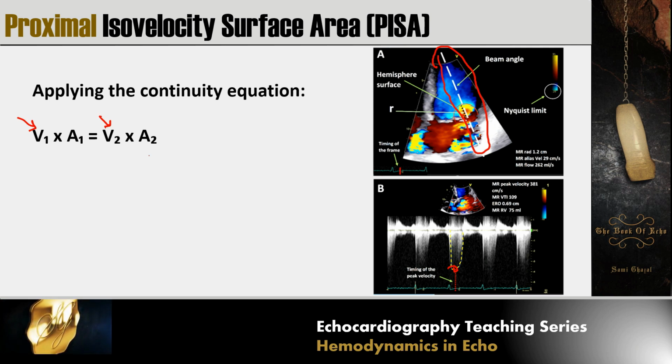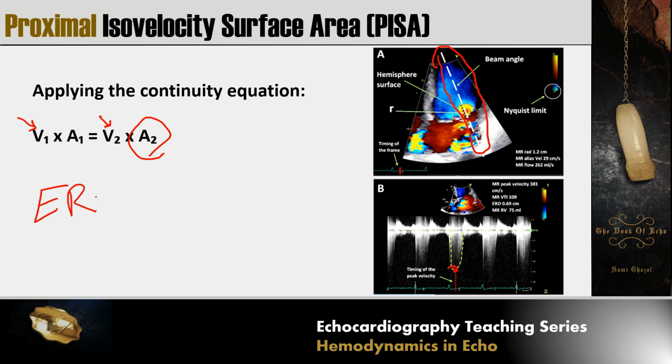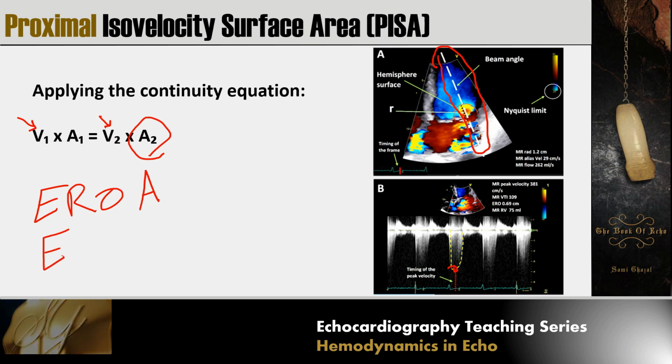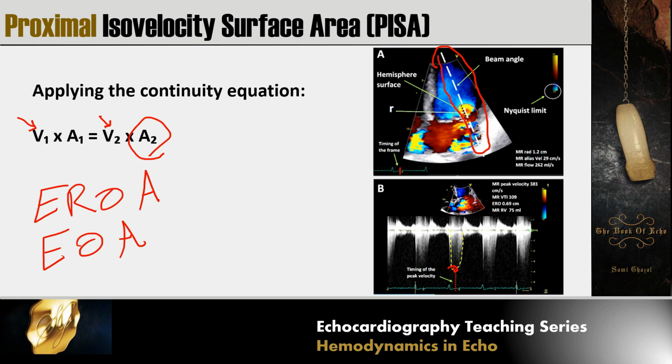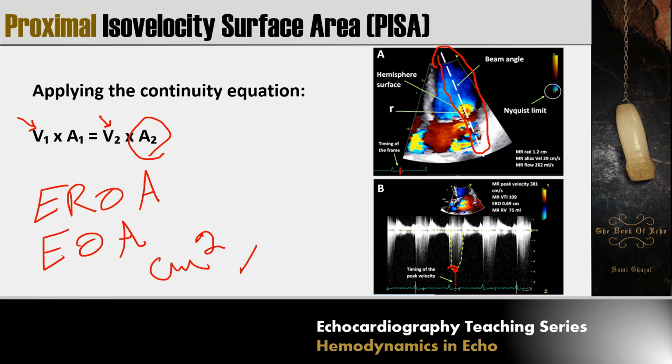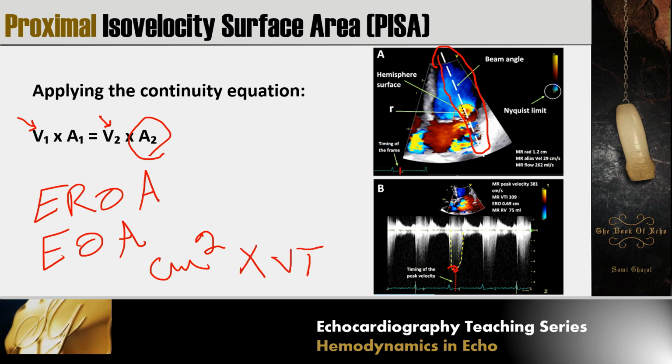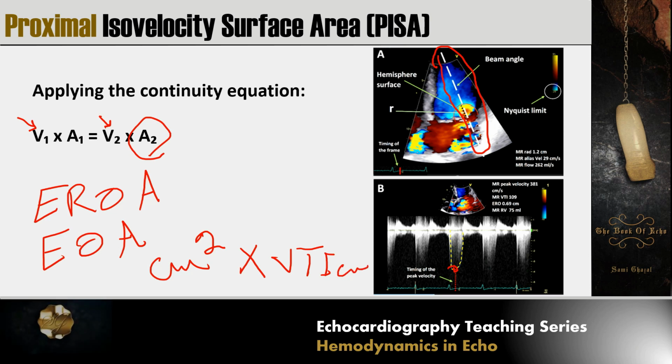After we get the area, now we know the area. If this is a regurgitation, we call it effective regurgitant orifice area. If it is a stenosis, we call it effective orifice area. So now we have the area from the continuity equation. Now if we multiply this area, which is in square centimeters, by this VTI, which is in centimeters, we will get the volume, which in that case is the regurgitant volume.